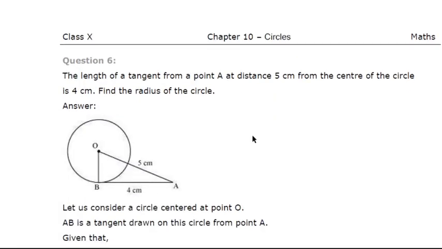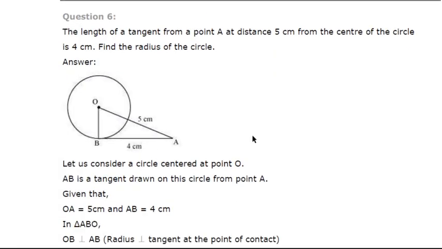Now the next question, number 6. The length of the tangent from a point A at a distance of 5 centimeter from the center of the circle is 4.